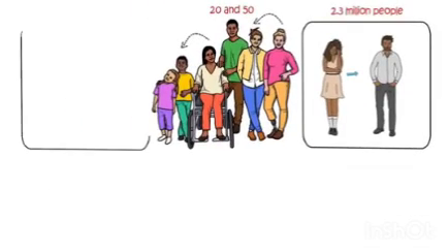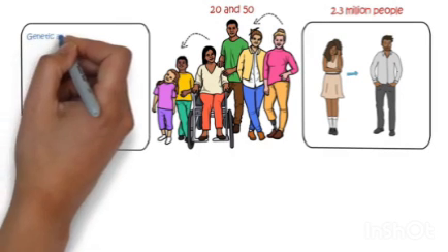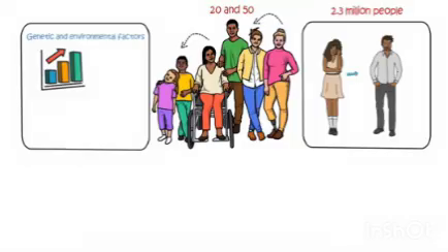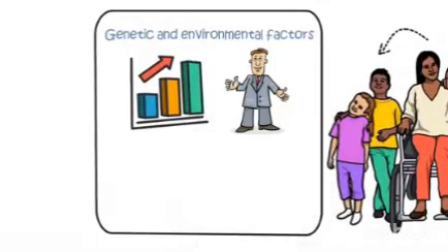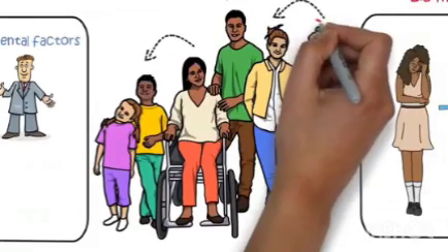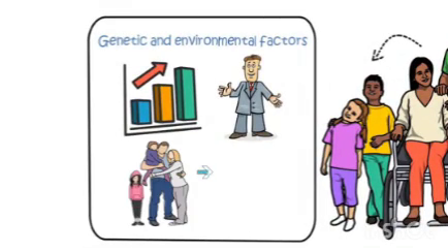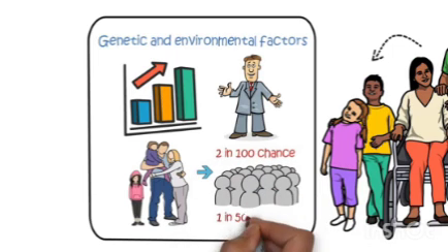There is also some evidence to suggest that certain genetic and environmental factors may increase the risk of developing MS. It is not hereditary, however. You have an increased chance of developing MS if you have a close relative with MS. For example, if your parents or siblings have MS, then you have about 2 in 100 chance, compared to the general population who have a 1 in 500 chance of developing MS.